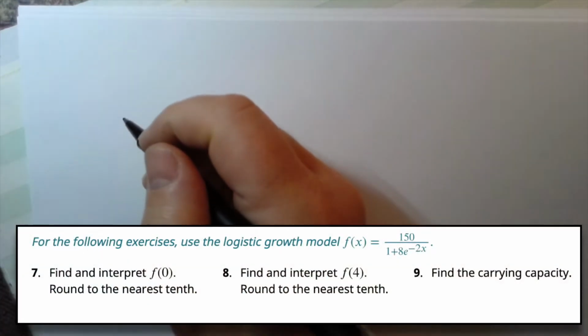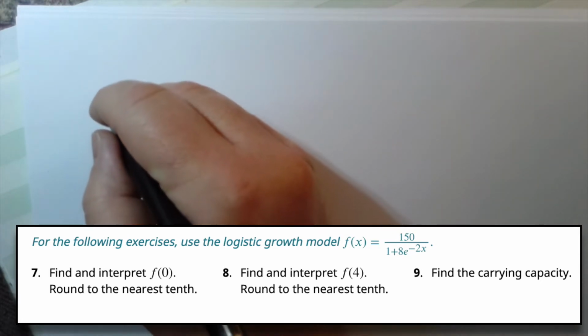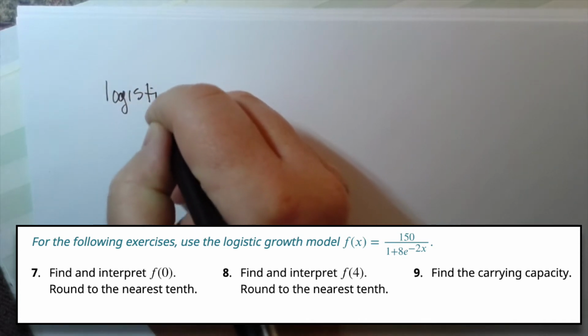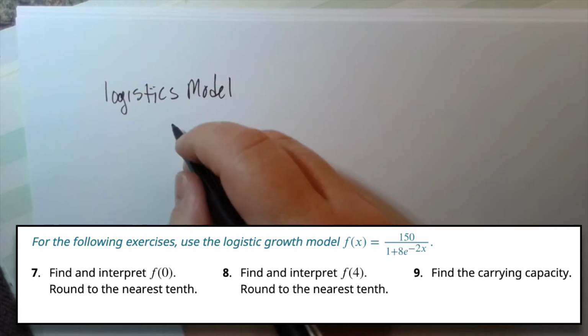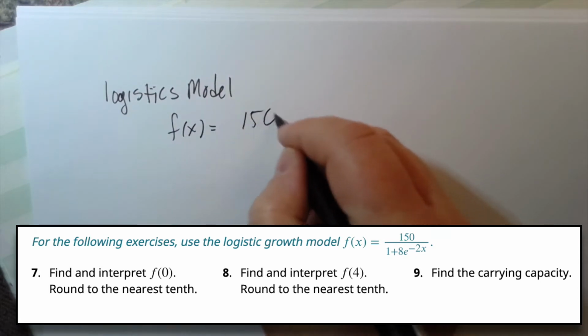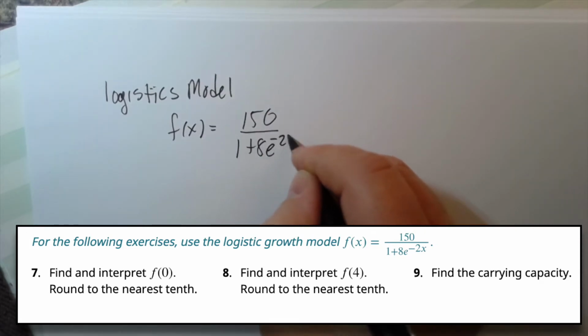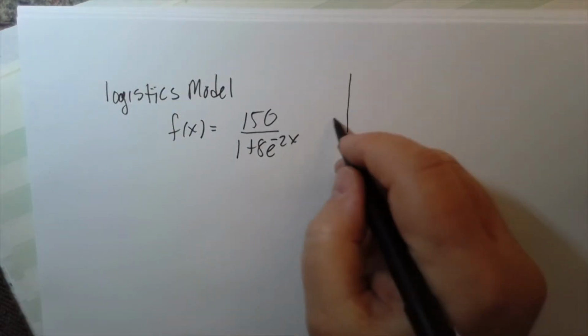So here's the first three. I'm going to do 7, 8, and 9, and this is about the logistics model. They give us the function f of x is equal to 150 over 1 plus 8 e to the minus 2x. Now the logistics model has a graph that looks something like this.